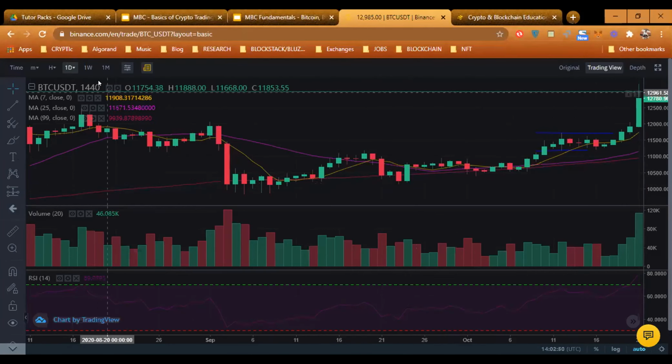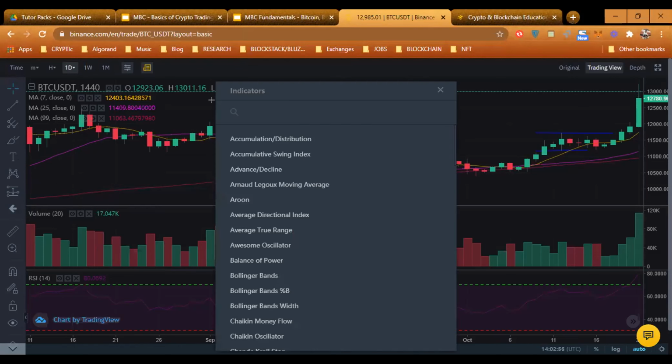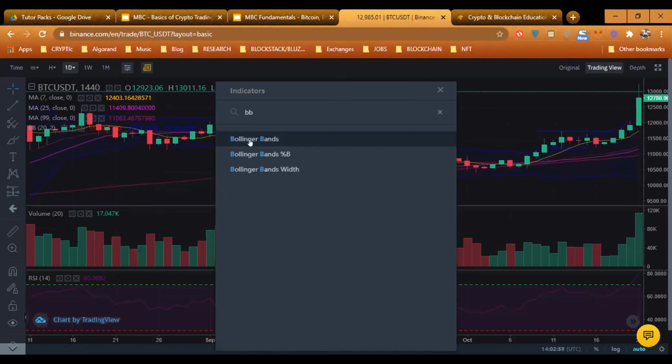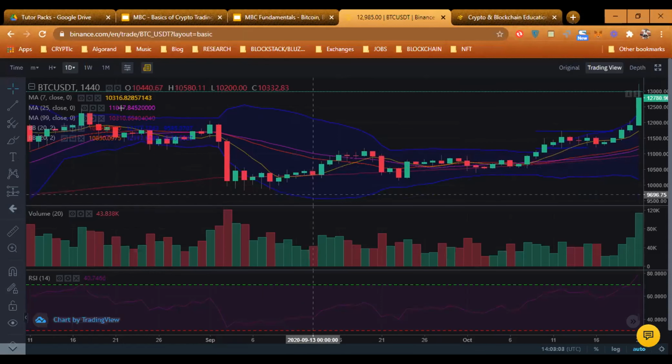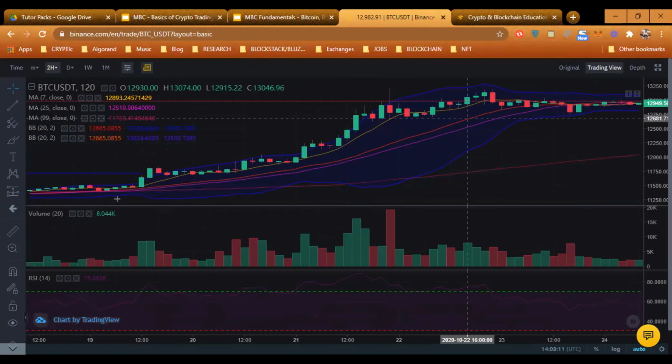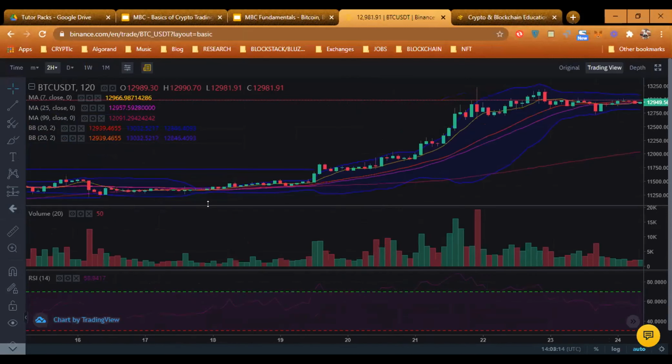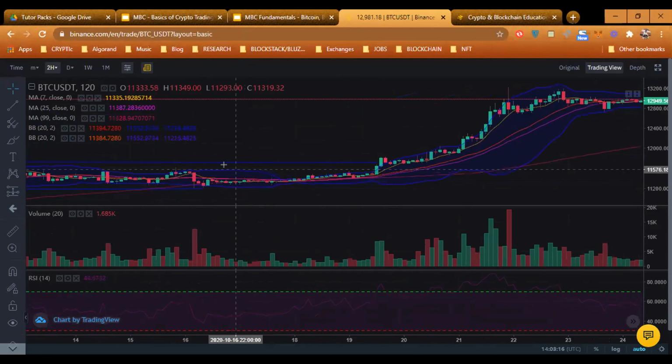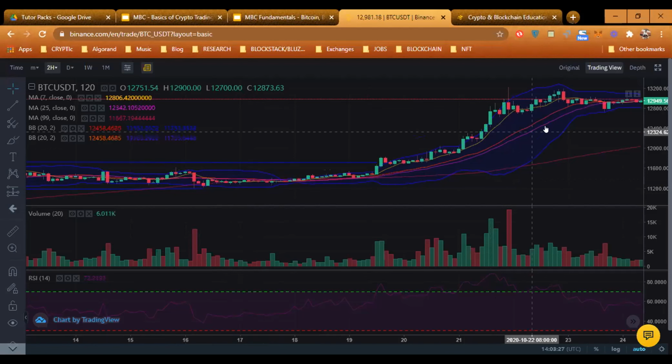Now let's go to Bollinger Bands. Let's check it on our charts. The Bollinger Bands have three lines. The first one I can show you here is a resistance line. The one under is a support line, and the one in the middle is the moving average.